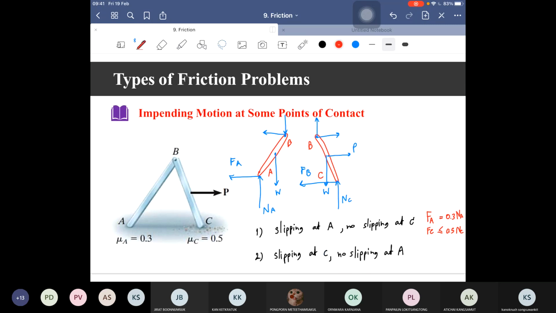For the second case, the slipping at C occurs, so that FC must be equal to 0.5 NC, like it starts to slip. And for FA, the frictional force must be smaller or equal to 0.3 NA.